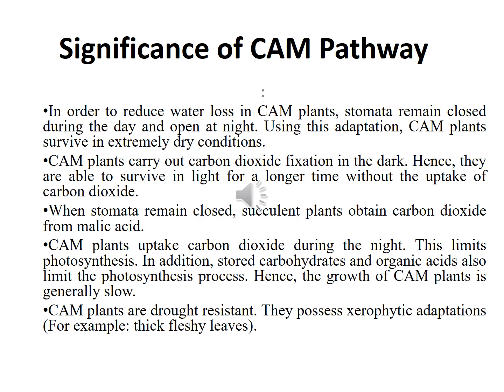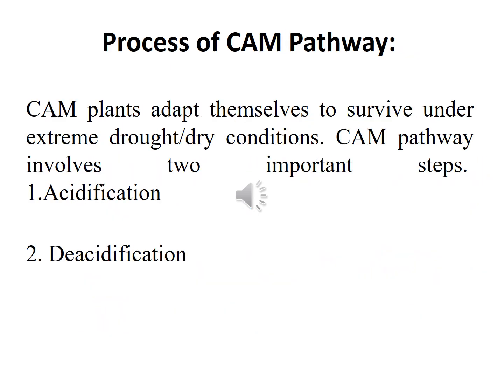When stomata remain closed, succulent plants obtain carbon dioxide from malic acid. CAM plants uptake carbon dioxide during the night. This limits photosynthesis. In addition, stored carbohydrate and organic acid also limit the photosynthesis process. Hence, the growth of CAM plants is generally slow. CAM plants are drought resistant. They possess xerophytic adaptation.